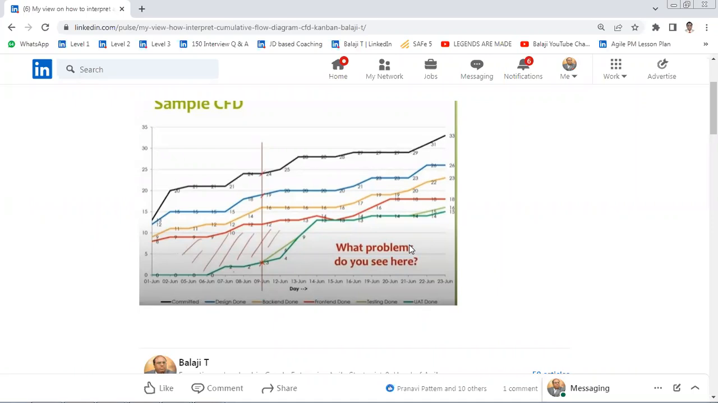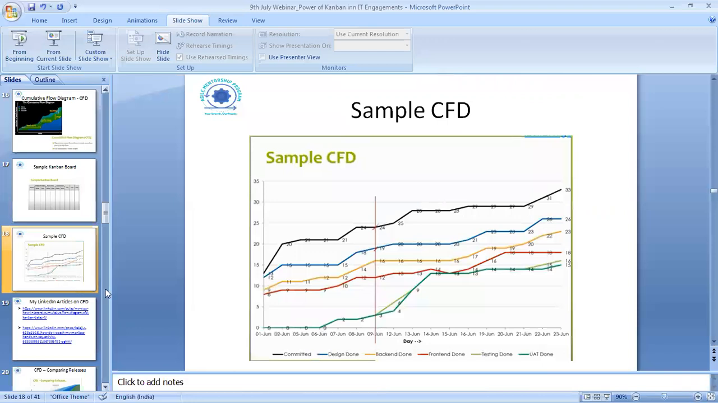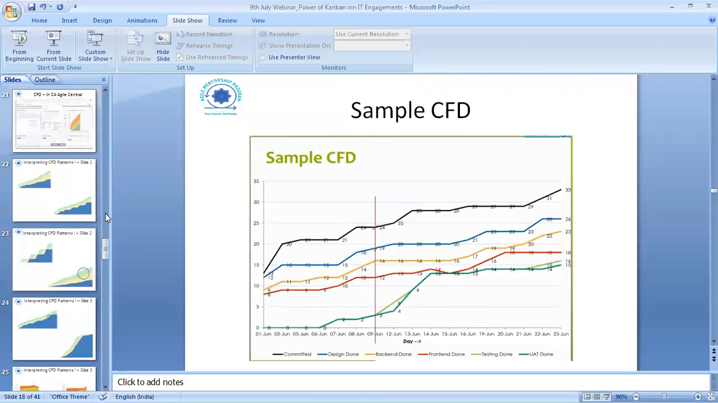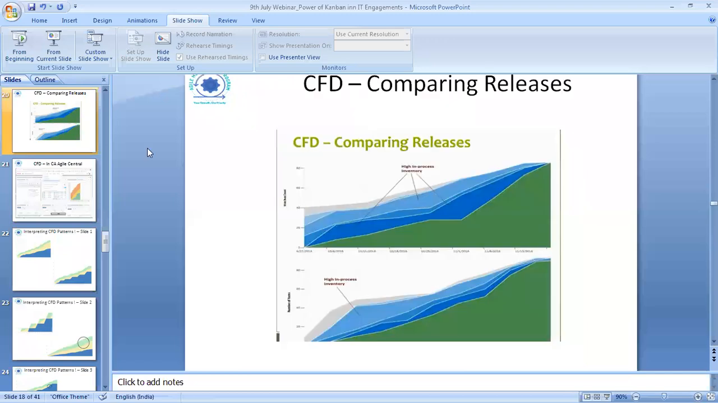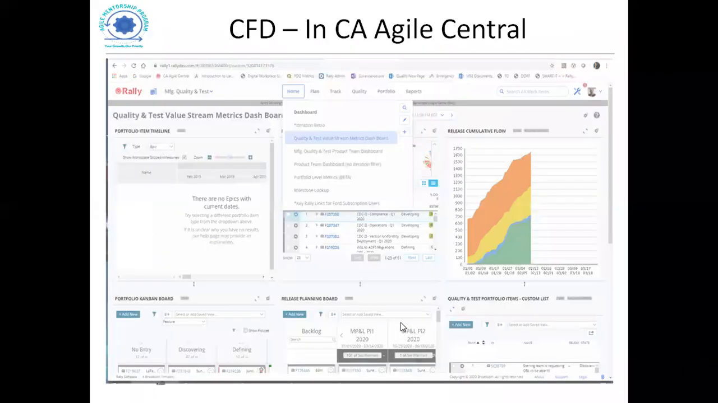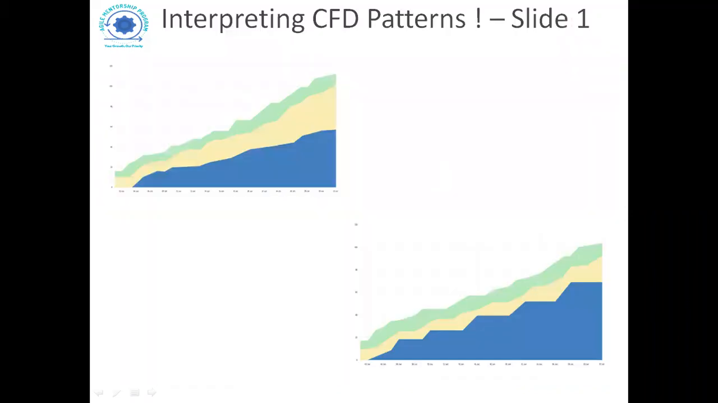Now, I am going to give you real-time CFDs. Let's see how far you are able to analyze them. These are some of the examples. For the same team, before it was looking like this. After coaching and improvement, the flow became leaner. And if you take Rally or CA Agile Central, the dashboard will probably look like this, predominantly at a release level. Now look into these particular CFDs and tell me what thoughts come to your mind.